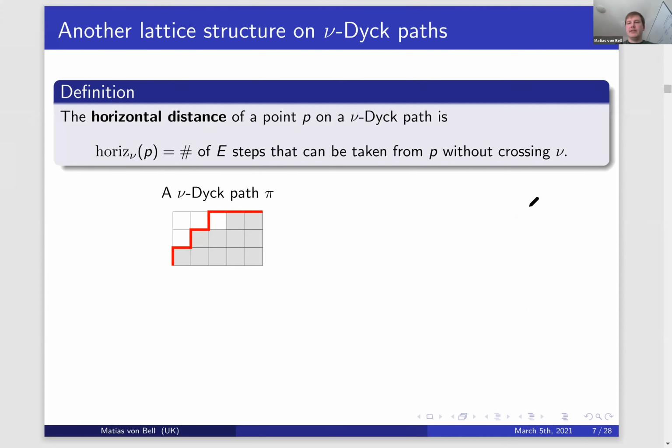But there is another lattice structure as well on nu-Dyck paths, which is called the nu-Tamari lattice. And to show you what that looks like, we need to first define a horizontal distance on points on a nu-Dyck path and define an operation that's perhaps less well known. So the horizontal distance of a point P is the number of east steps that can be taken from P without crossing nu. So quiz time. What would be the horizontal distance of this point R? Anyone can feel free to type it in the chat or say it out loud.